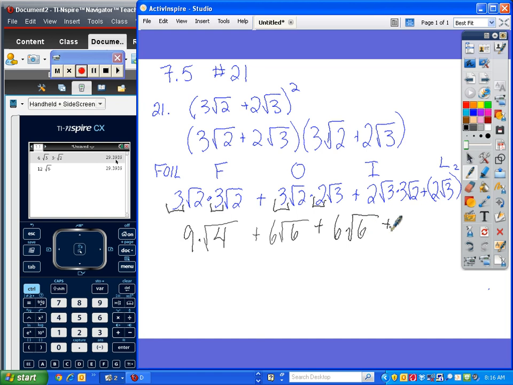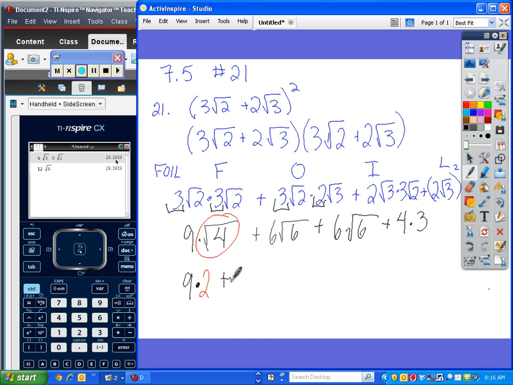And then here, I can think about this as 2 squared, which is 4, times square root of 3 squared, which is the square root of 9, which is 3. All right, so let's reduce and combine like terms. Here, I've got the square root of 4, and I know that that's 2. So that's going to be 9 times 2.